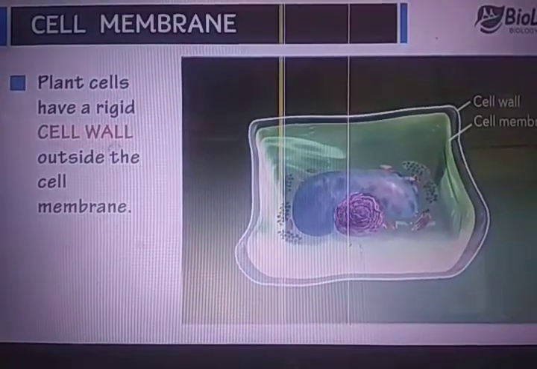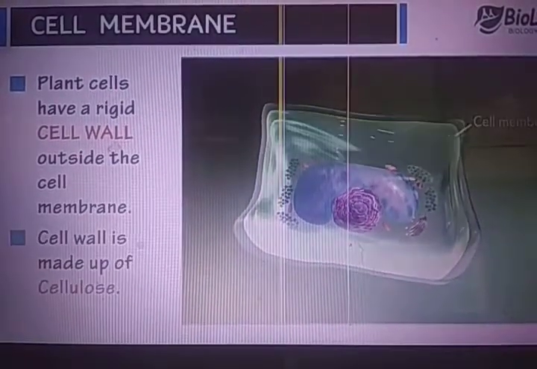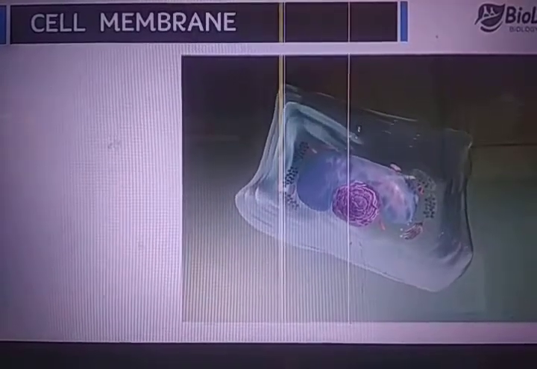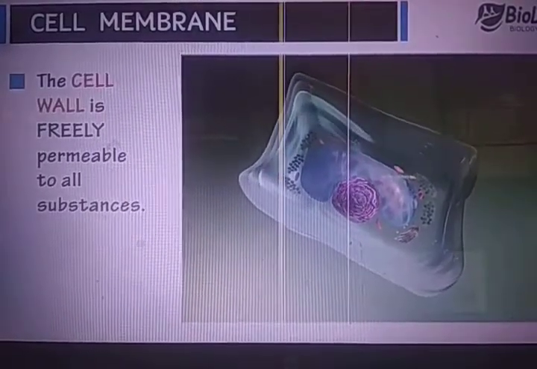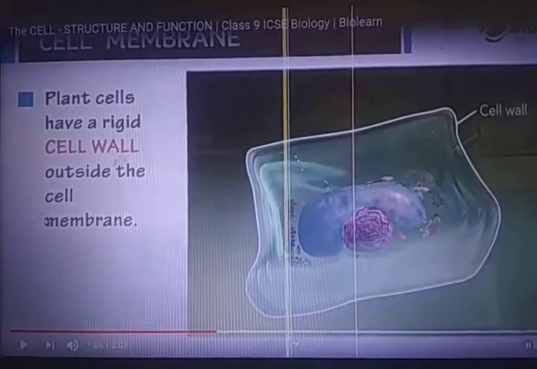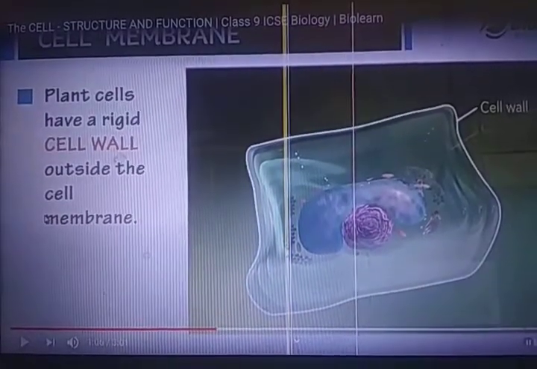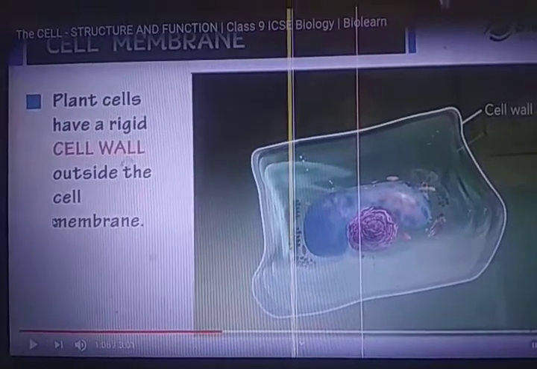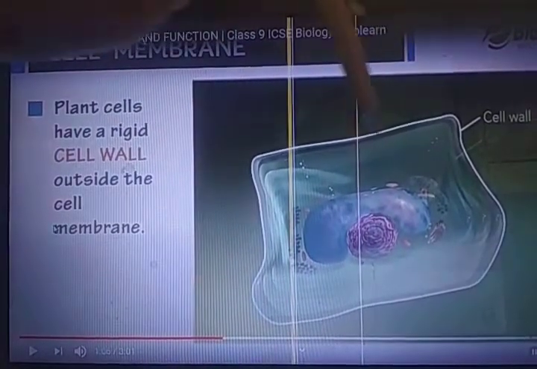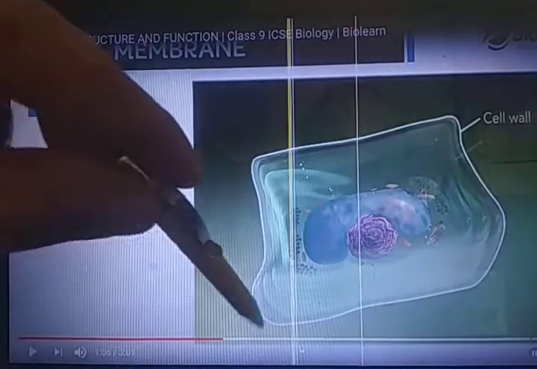Plant cells have a rigid cell wall. Plants have a cell wall outside the cell membrane, but animal cells do not have a cell wall. Keep in mind that one. As you can see from here, the cell walls are present. You can see the plant cell wall around here. This is the plant cell wall.